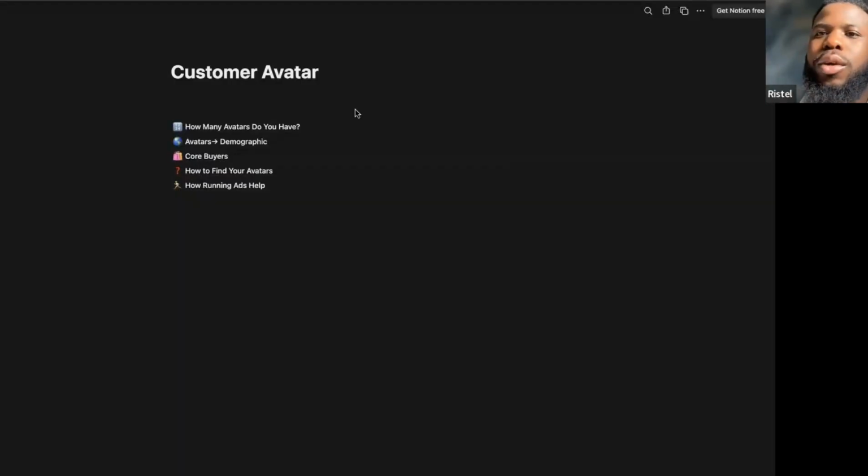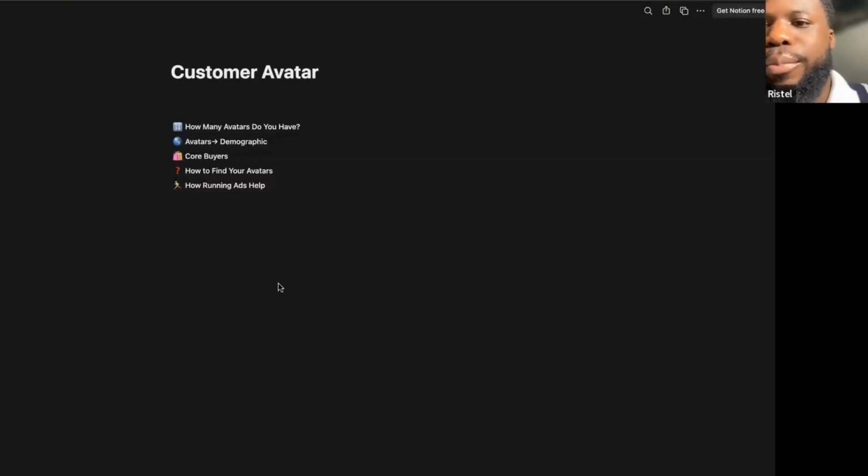We're not going to cover exactly what a customer avatar is because I'm sure the majority of you are familiar with it. But if you're not, let us know and we can explain that as well. This is mainly about how many avatars you have as a business. Usually a lot of people believe they only have one, but there are actually about two or three, and sometimes, depending on how big you are, three to five. Number one, identifying it: avatars and demographics, core buyers, how to find your avatars, and how running ads helps to actually reach them as well.